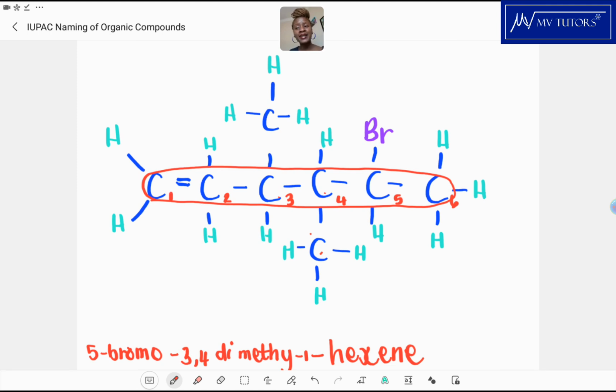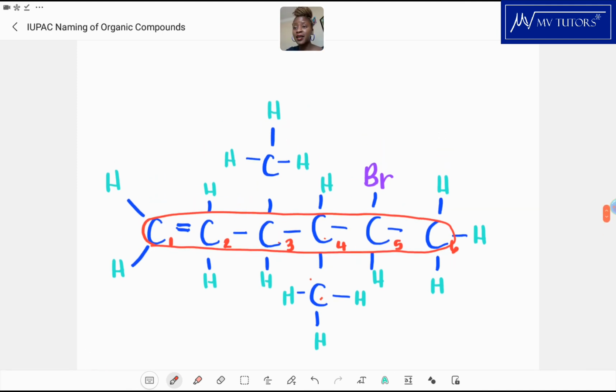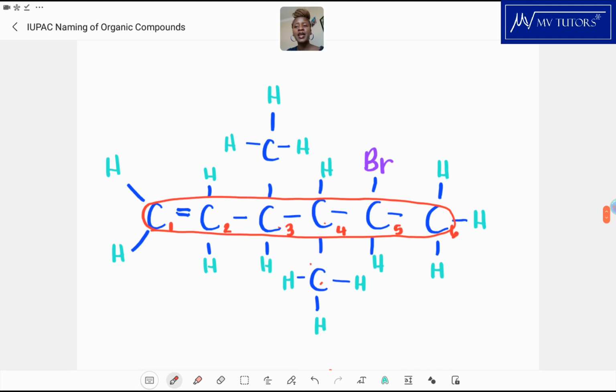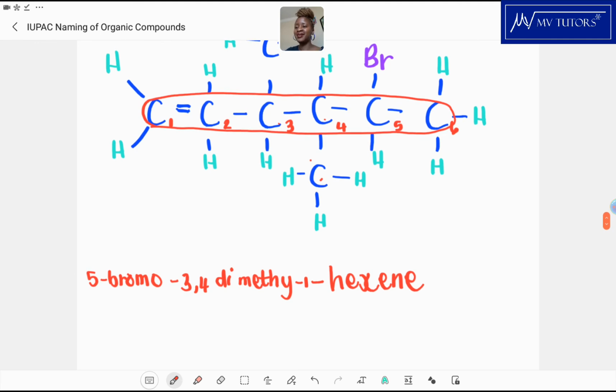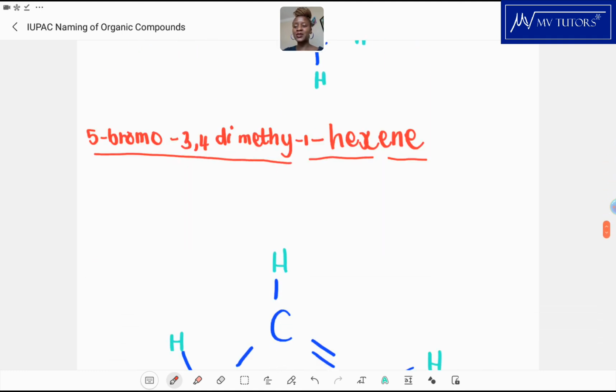And then we also identified our branches. They're methyls, because it's just one carbon in each branch. The methyl groups were on the third carbon and the fourth carbon. Our halogen was on the fifth carbon, and our double bond was on the first carbon. This is like our prefix right there, and then our root, and then our suffix. And that concludes that example.